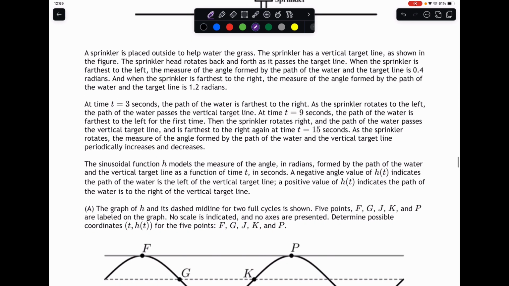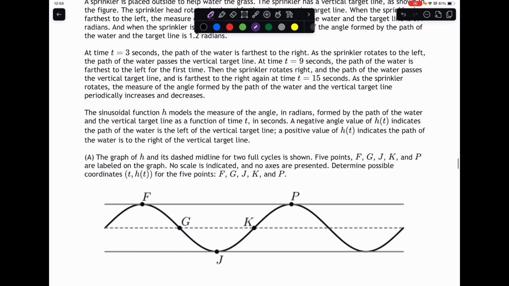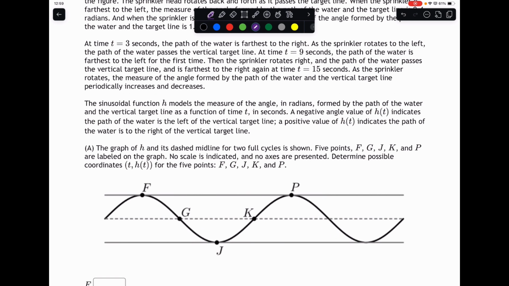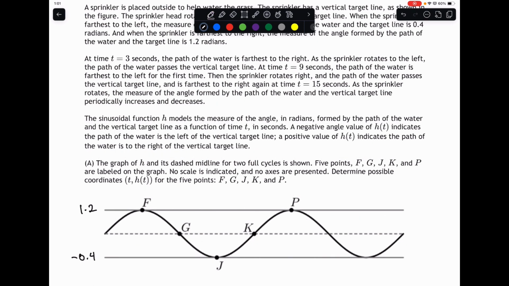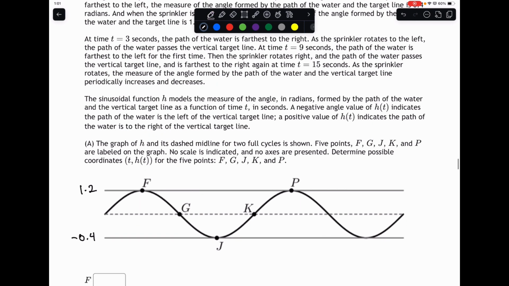So here we go. All we have to do now is figure out the values of A, B, C, F, G, J, K, and P. With the information that's given to us, the farthest to the left is a negative angle, so that's going to occur at the minimum value on this graph, and the largest angle, a positive 1.2, is going to occur at the highest value.